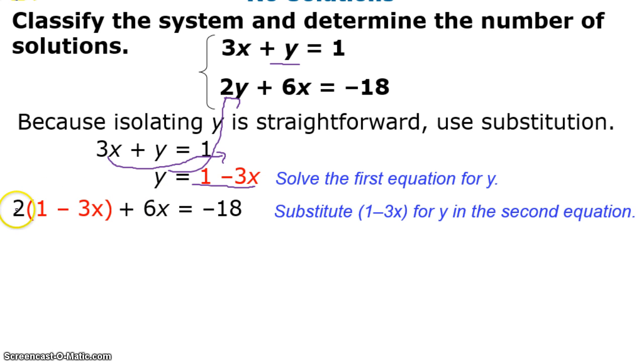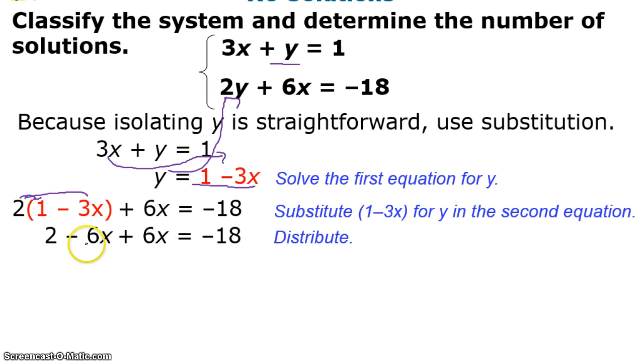Remember, so you would have 2 times y. Remember, an algebraic expression should always be put in parentheses. And then the next thing you will do is distribute that 2. Then you're going to combine your like terms, so you're going to combine your x's. Do you see what's going to happen here? A negative 6x plus 6x, they are going to go away.